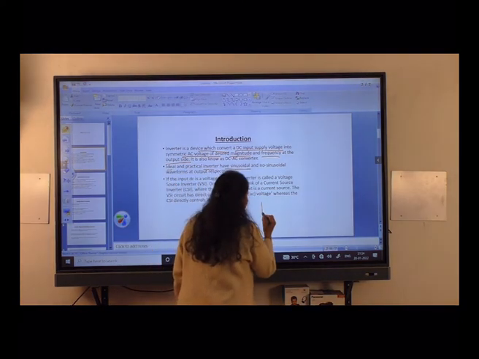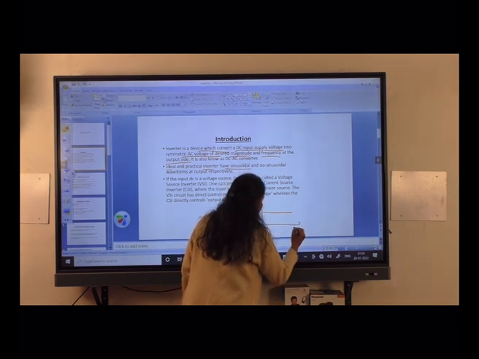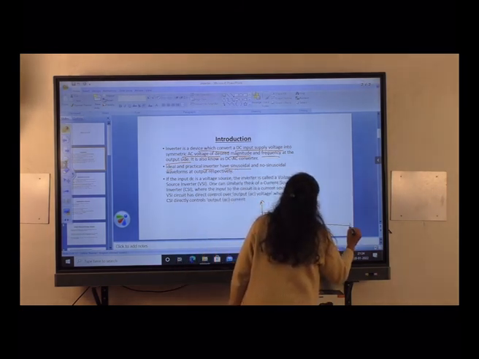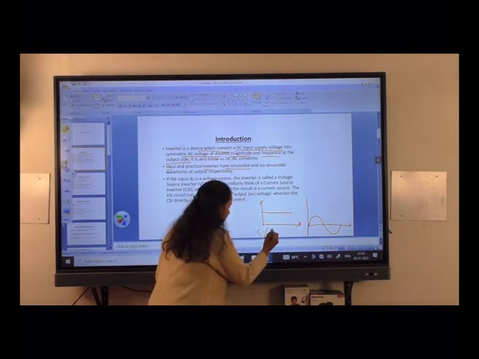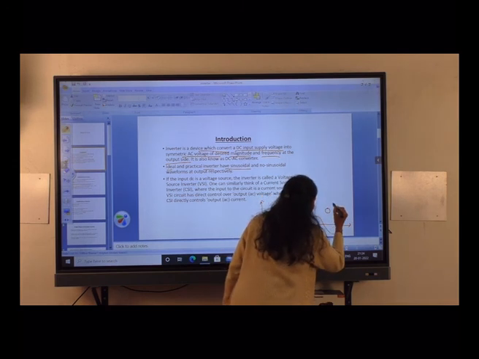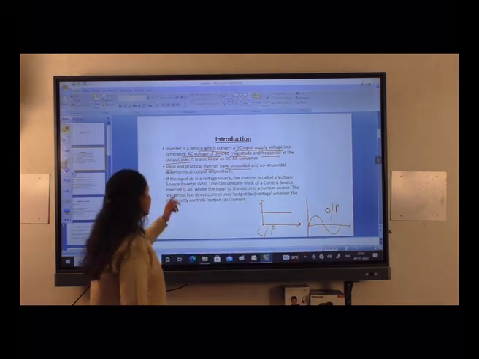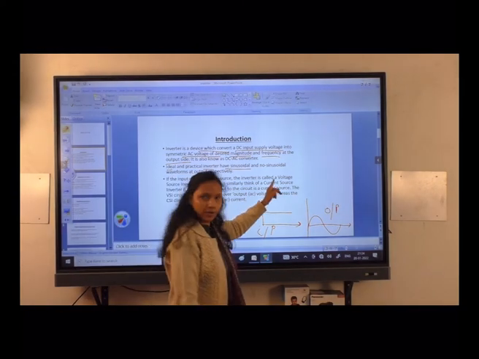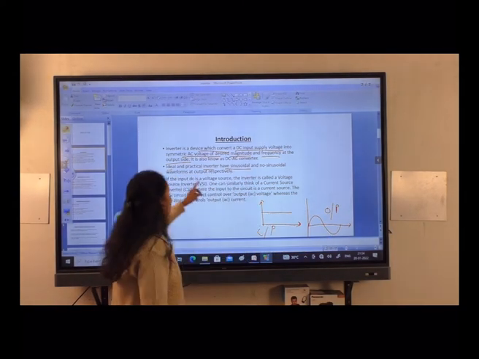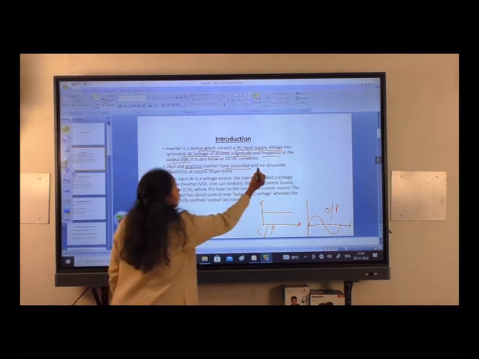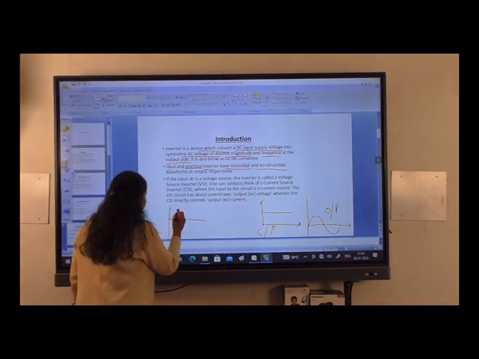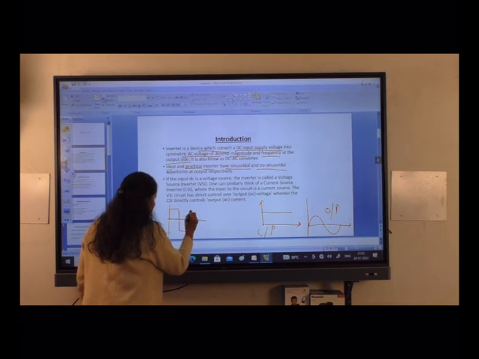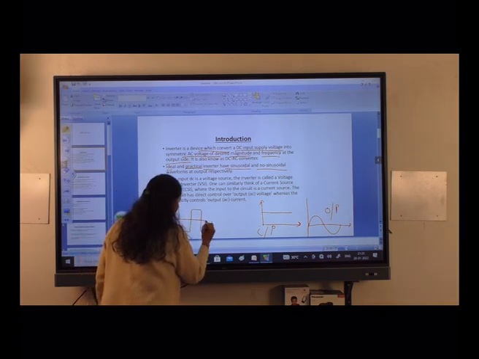This is the DC, and this is the AC, like this. This is our input and this is our output. In the case of an ideal inverter we get a sinusoidal output, and in the case of a practical inverter we get a non-sinusoidal waveform. Non-sinusoidal means it may be like this. This is a non-sinusoidal alternating waveform.